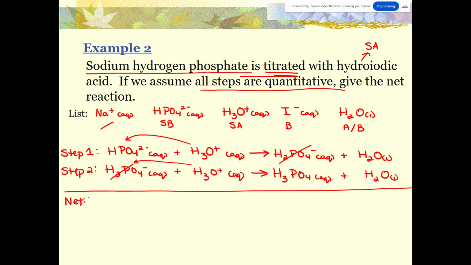Again, that was called an intermediate. It was produced in one step and used up in another. And what I have left is my polyprotic base reacting with 2 hydronium ions. I'm producing the conjugate acid H3PO4 after it reacted with 2 hydroniums, and it's producing 2 waters.